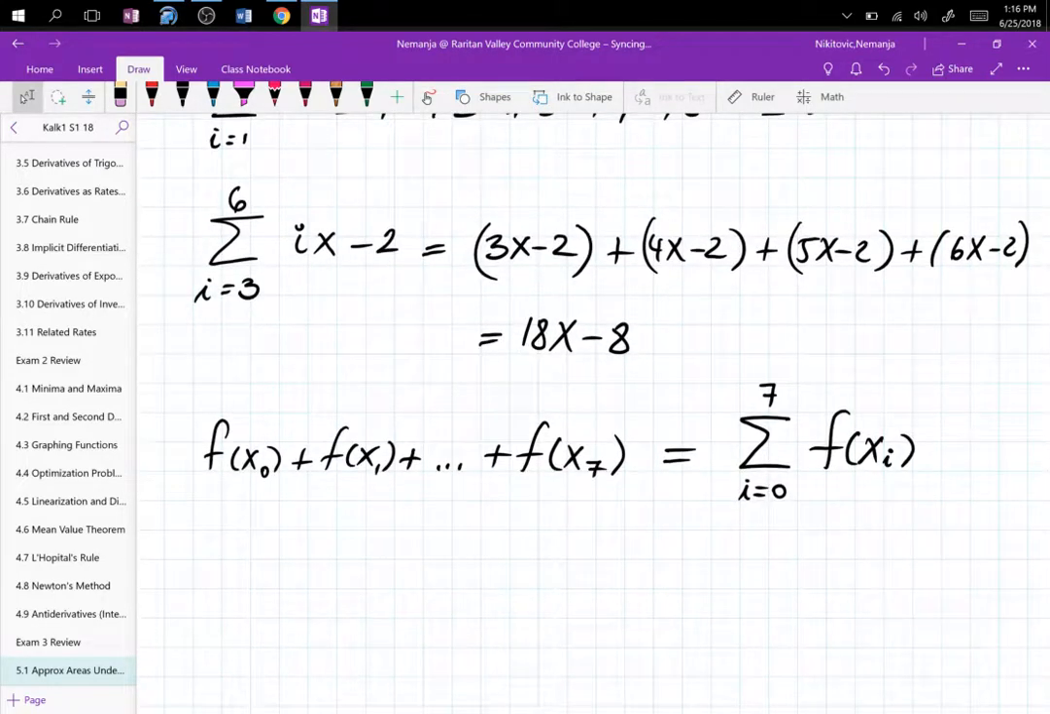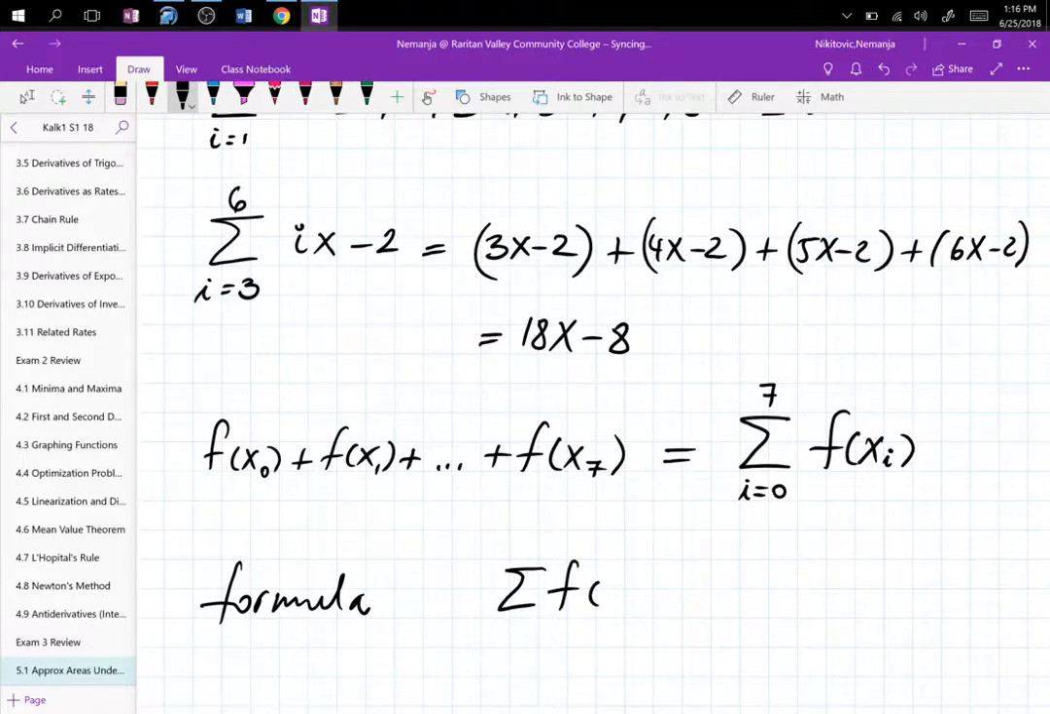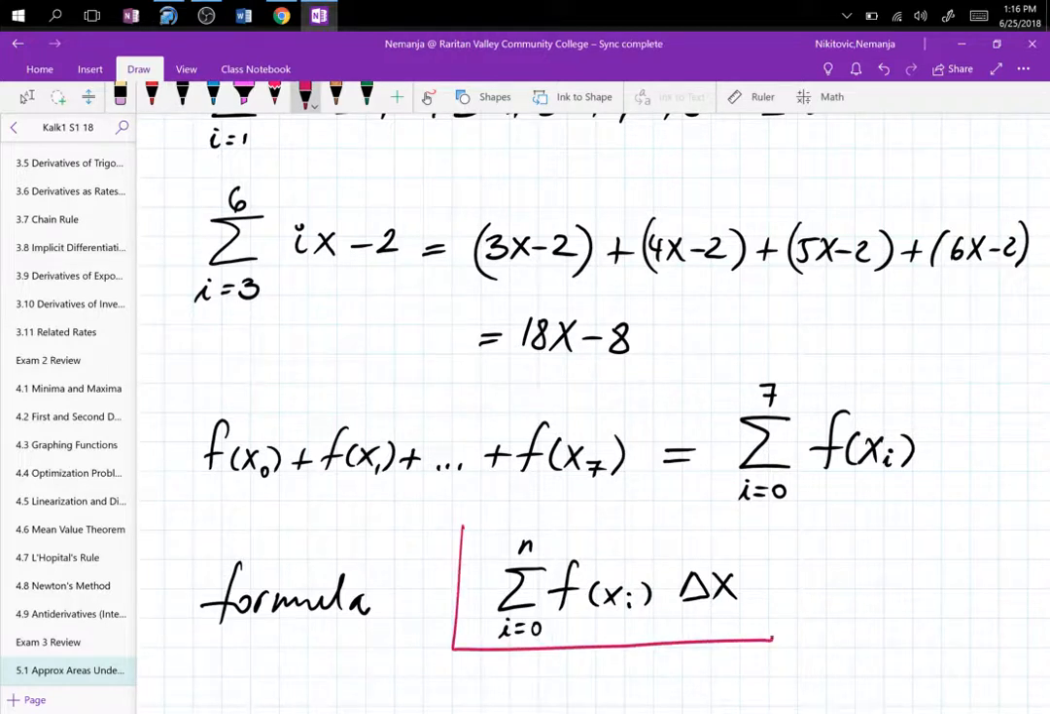So we are going to now write our formula as the summation of f of xi, where i starts at some value, let's say at 0 and goes to n, and then you have times delta x. That will be the new condensed formula for our calculation of each rectangle. So now this formula will be approximating area.